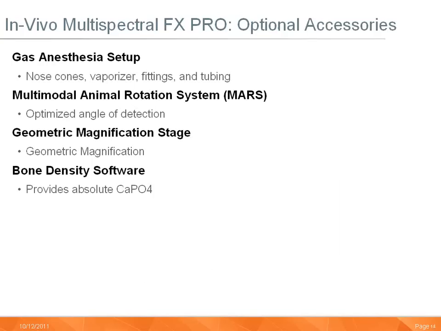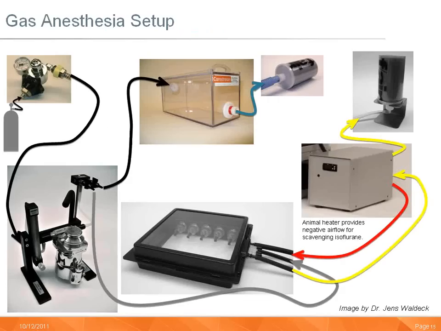The In-Vivo Multispectral FX PRO may also be complemented by the use of several optional accessory items. These items include a gas anesthesia setup, the Multimodal Animal Rotation System, or MARS for short, the Geometric Magnification Stage, and the bone density software. The gas anesthesia setup consists of a regulator, a vaporizer, an induction box, a 5-nose cone manifold, charcoal scavengers, and accompanying tubing.